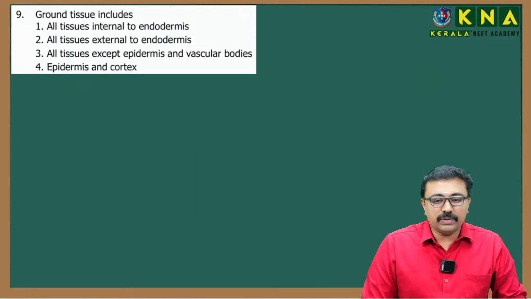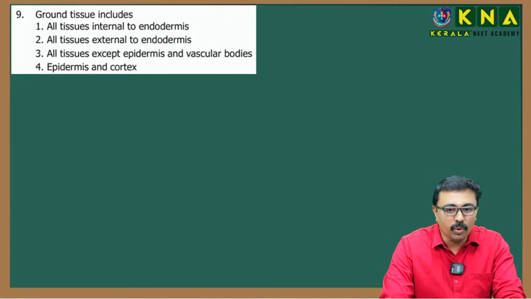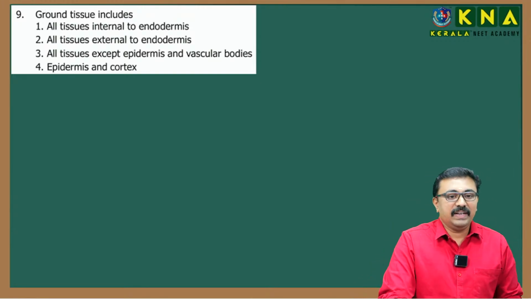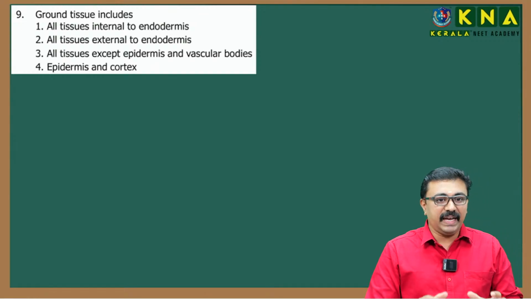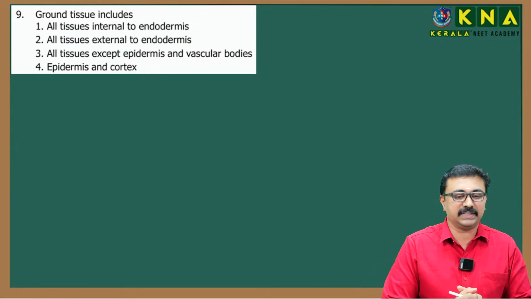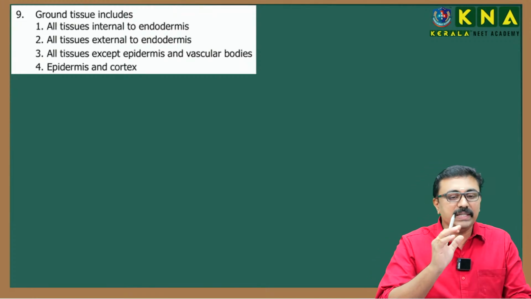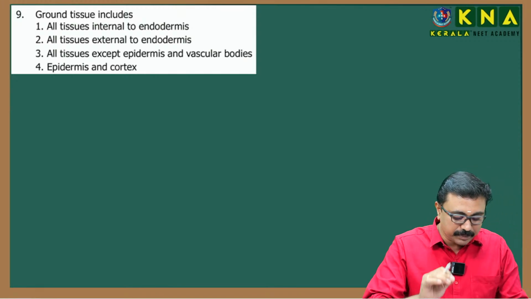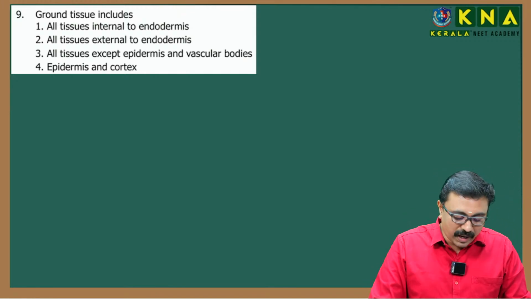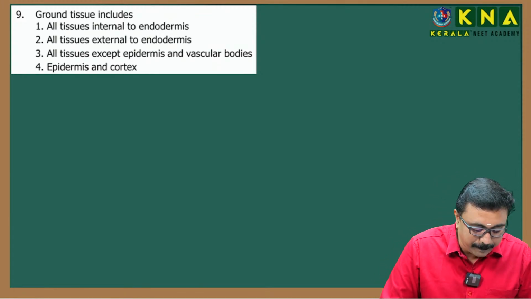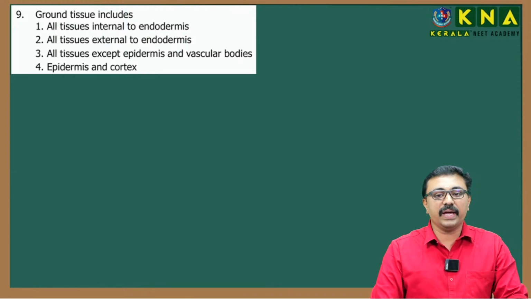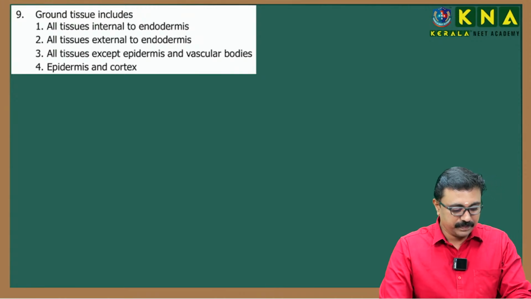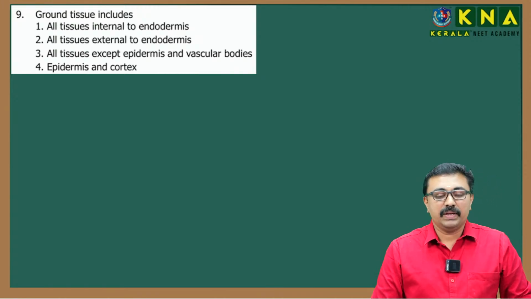Next question, ground tissue include: option 1, all the tissues internal to endodermis. Next option, all the tissues external to endodermis. Then all tissues except epidermis and vascular bundles, and then epidermis and cortex. Can you answer? There are 4 options.